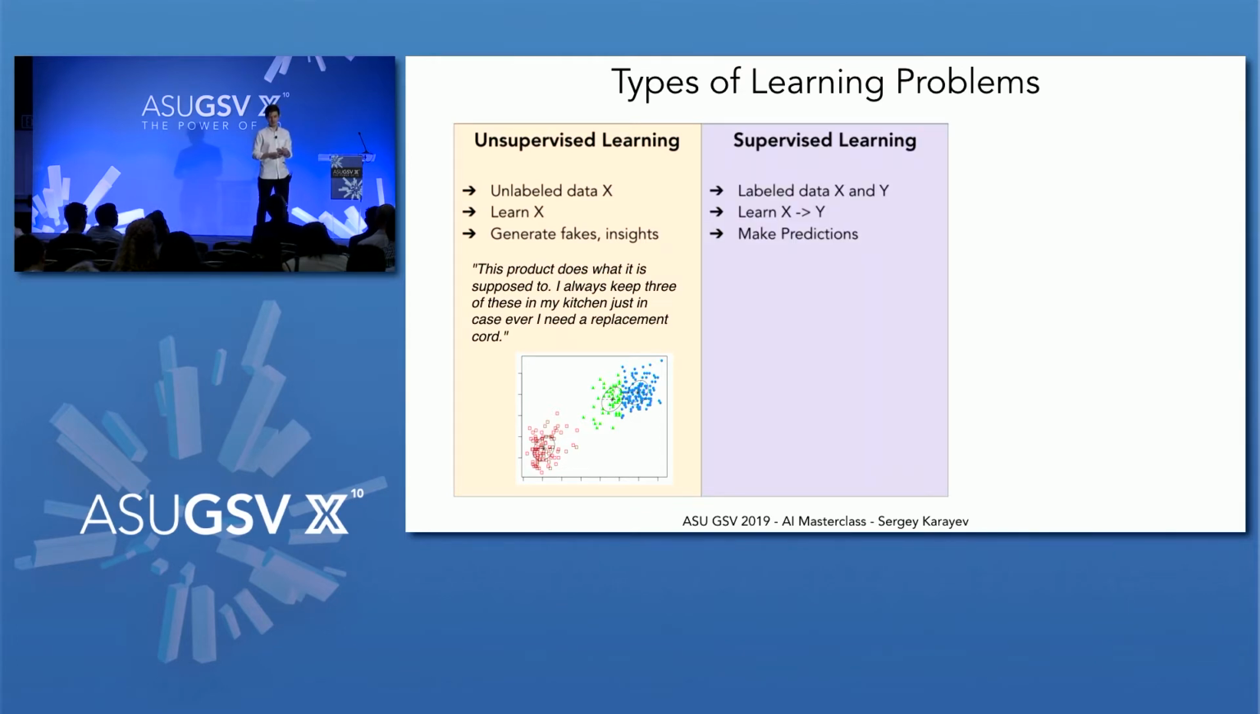The next type of learning problem is supervised learning. There you have the raw data X, but then also labels for it, Y. And the goal is to learn a mapping from the raw data to the labels, X to Y. And the goal of that is to make predictions. So if I see an unlabeled data sample in the future, I can say that's a dog.